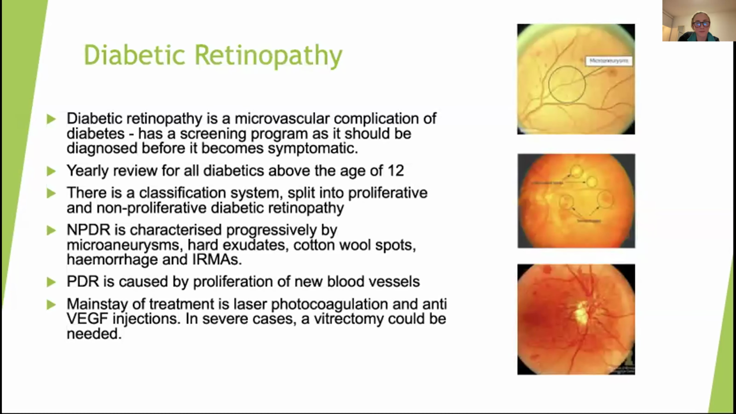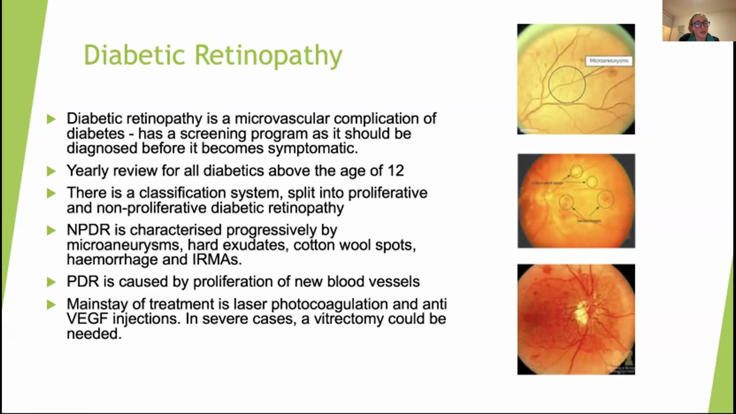So diabetic retinopathy is something that I'm sure you're aware of, having done endo and renal. It's screened for yearly in all diabetics over 12. And there's a whole classification system of it, but the key things to know is that it's split into proliferative and non-proliferative diabetic retinopathy. In non-proliferative, you get microaneurysms, hard exudates, cotton wool spots, sometimes hemorrhage as well. Whereas in proliferative diabetic retinopathy, you get proliferation of new blood vessels.